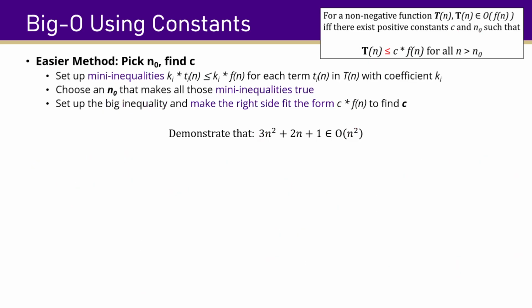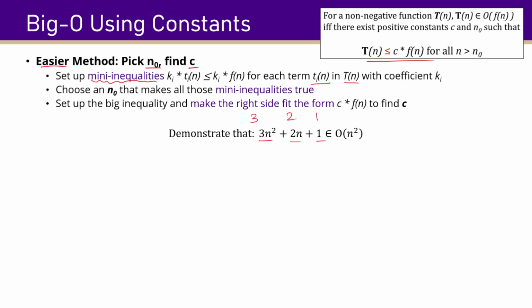All right, so the second method, still using the constants definition, is what I call the easier method. And this is kind of the opposite of the previous one. We start by picking an n naught, and then we find a value of c. So what we need to do for this method is we need to set up what I call mini inequalities. So basically, for each term in t of n, each of these terms has a coefficient, 3, 2, and 1 in this example.